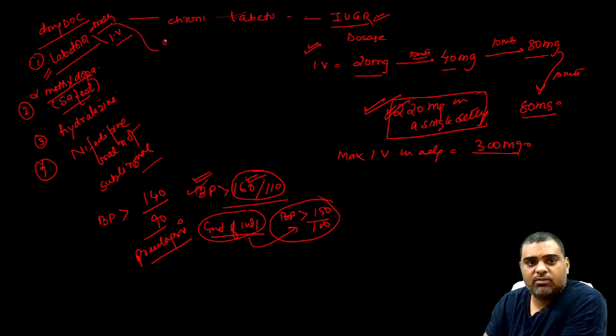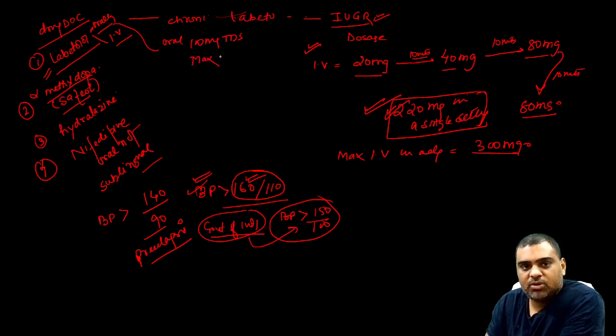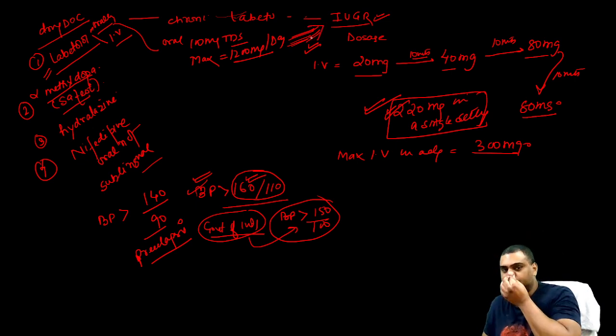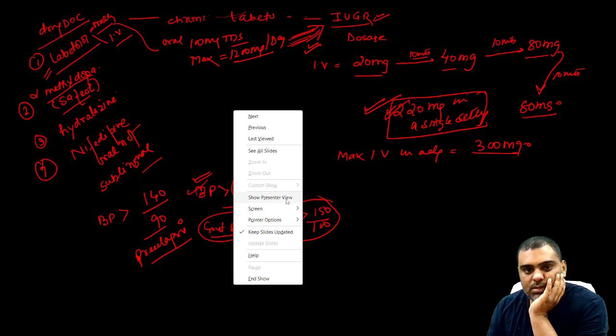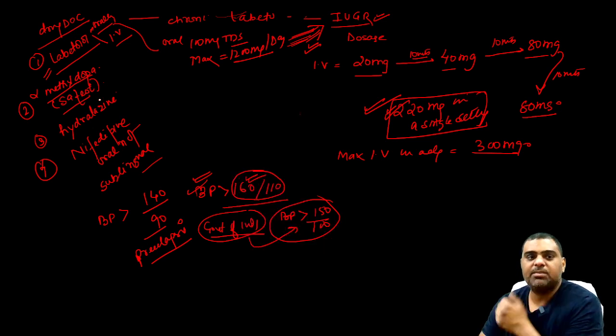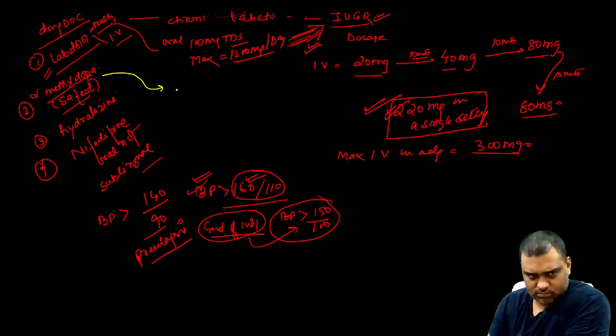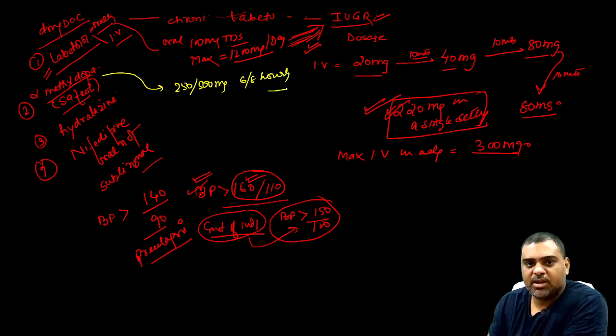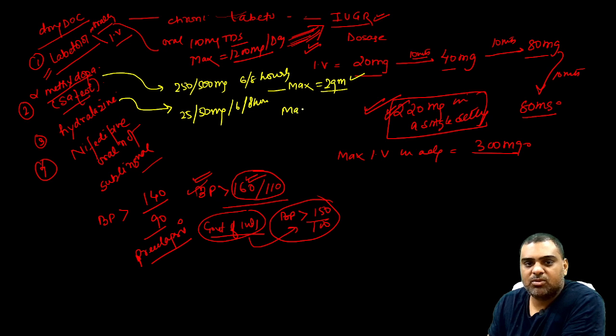Now, oral labetalol: when we give oral, we start at 100 mg TDS, and then we can increase the dose, and the maximum permissible dose is 1200 mg per day. But please remember, chronic use of labetalol can cause IUGR, but in spite of that, it is used a lot. Now coming to the second drug, alpha methyl dopa. The dose is 250 to 500 mg, 6 to 8 hourly, and the maximum dose is 2 grams. Hydralazine, the dose is 25 to 50 mg, 6 to 8 hourly, and the maximum dose is 300 mg.